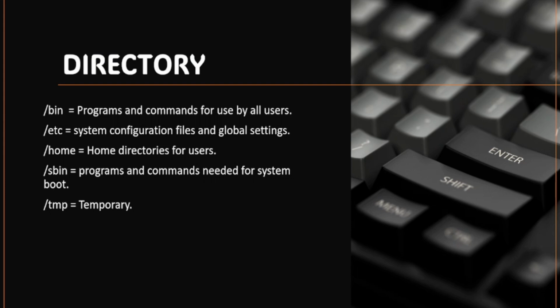Okay, if you don't get it, it's okay. I put it like this that way you're going to understand the definition of them. For example, this is the program and the command for the user. Here, programs and commands for use by all the users. This one is a system configuration file and global setting. Here is the home directory for the user. This one is the programs and the commands needed for the system. Boot. And this one is the temp file.